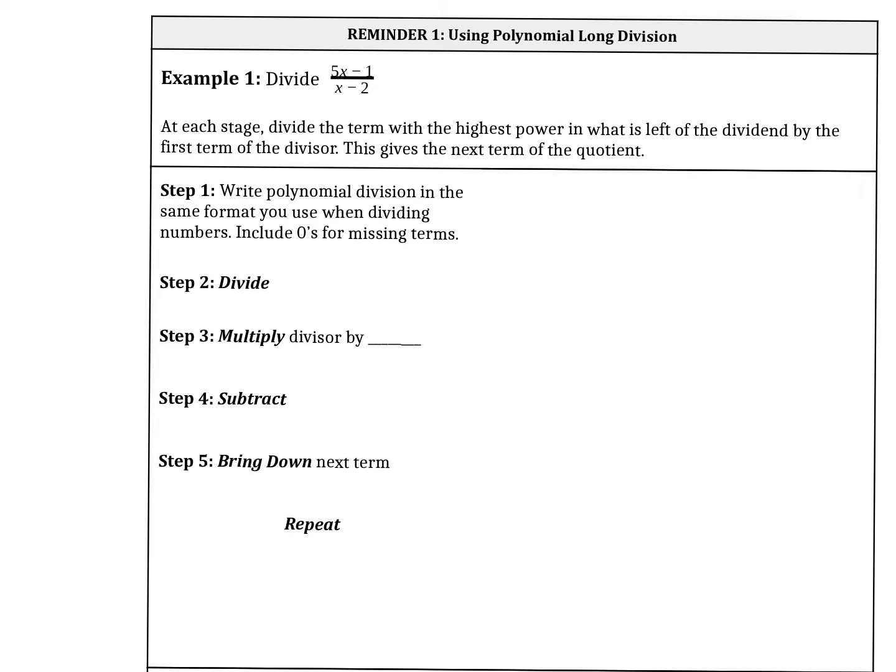Chapter 7.2, Day 0. It's an introduction to what you have already learned in the past. Example number 1 for that is divide 5x minus 1 divided by x minus 2. At each stage, divide the term with the highest power in what is left of the dividend by the first term of the divisor. This gives the next term of the quotient.